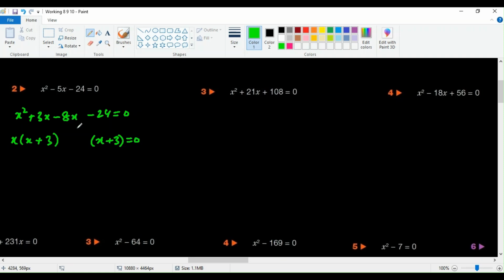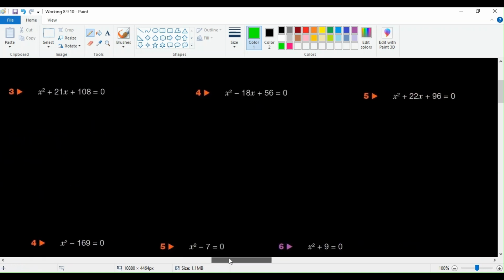Now look at the third term, which is minus 8x. So I need minus 8 to write here. So x minus 8 comes in the first bracket, and in the second bracket you can write x plus 3. You can write vice versa also. You can write x plus 3 first and x minus 8 later. That means the value of x is going to be plus 8, and the value of another x is going to be negative 3. These are the two values or the roots of the equation.